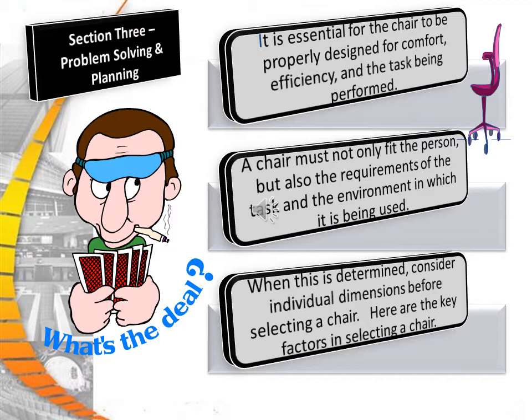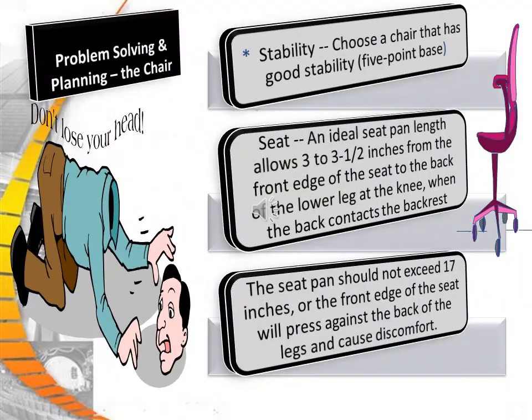It is essential for the chair to be properly designed for comfort, efficiency, and the task being performed. A chair must not only fit the person, but also the requirements for the task and the environment in which it is being used. When this is determined, consider the individual dimensions before selecting the chair. Here are a few of the key factors in selecting a chair. Stability. Choose a chair that has good stability, a 5-point base.